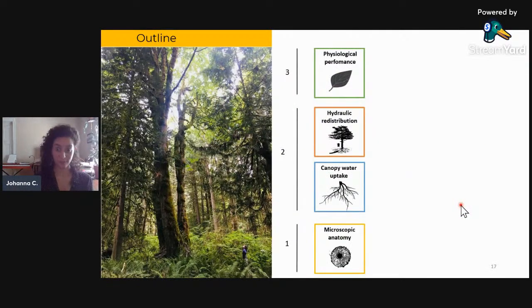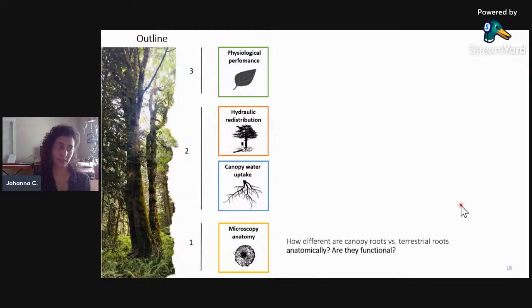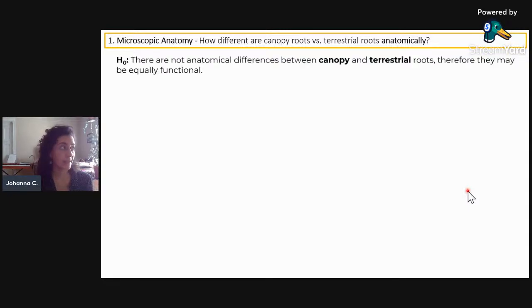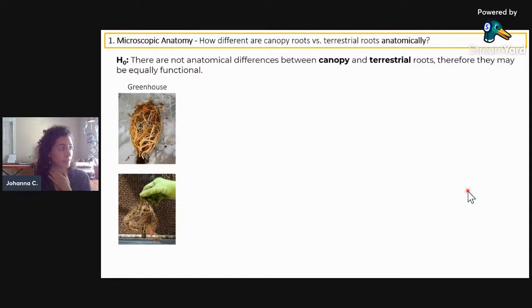Okay, so let's start with the first question. My first question was, how different are canopy roots versus terrestrial roots anatomically? Are they actually functional? For this experiment, my first hypothesis is that there are no anatomical differences between the canopy and terrestrial roots, and therefore, for me, they will be functional. Based on their anatomic structures, we assume that if they have the basic structures, they are actually functional.